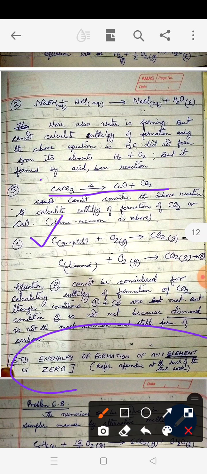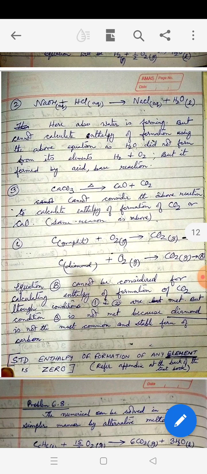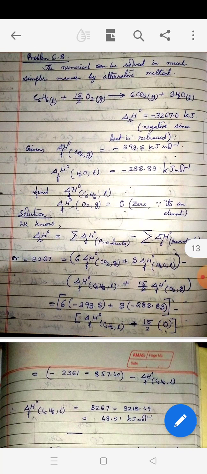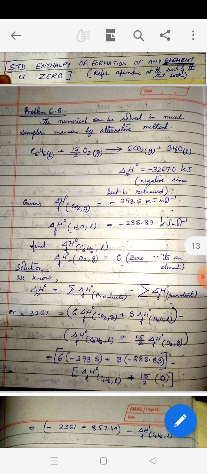Now please remember this, very important: the standard enthalpy of formation of any element is 0. Now let us work out this small numerical, which is problem 6.8 in your textbook. In the textbook it is done in a different way. We shall be using a simpler method.